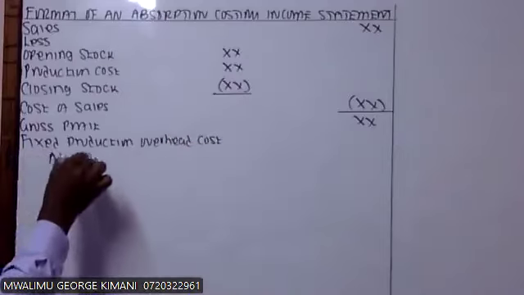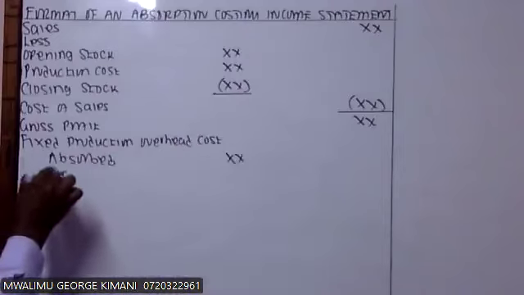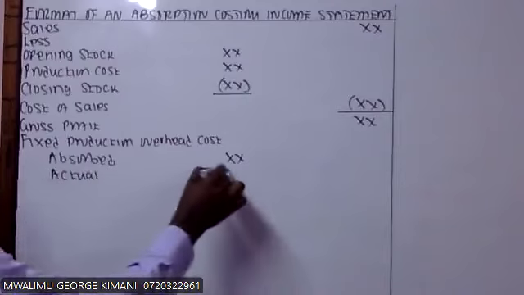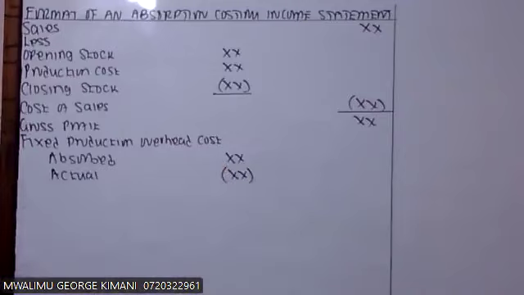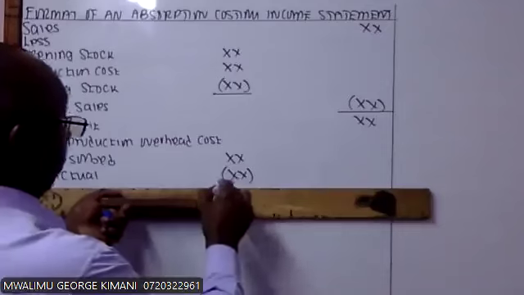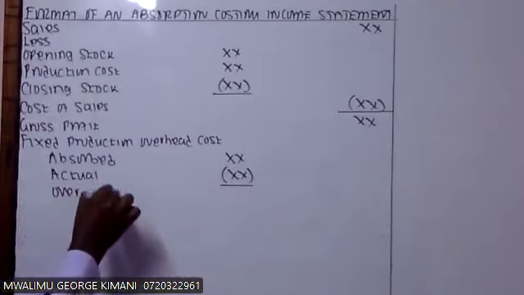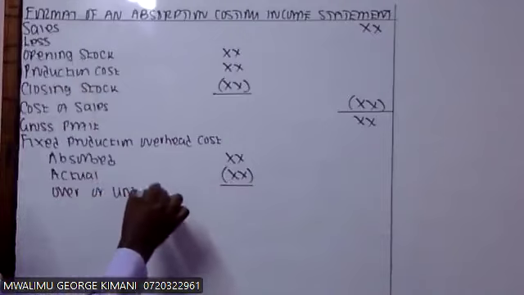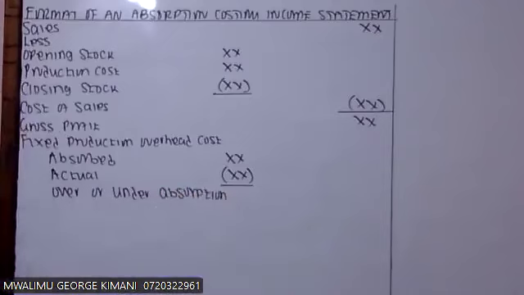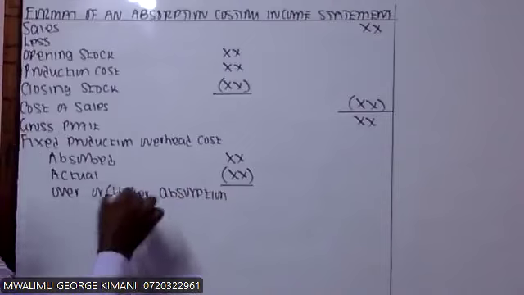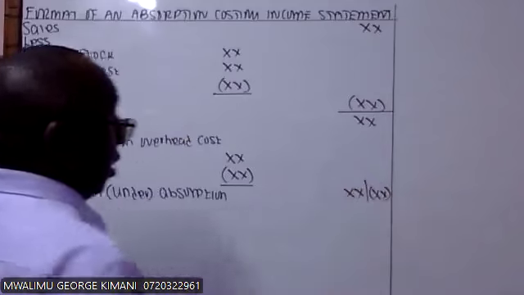We have the absorbed, it's brought here. We have the actual. Then we have overall absorption, or under absorption. Now, under absorption should be subtracted, either one of them.